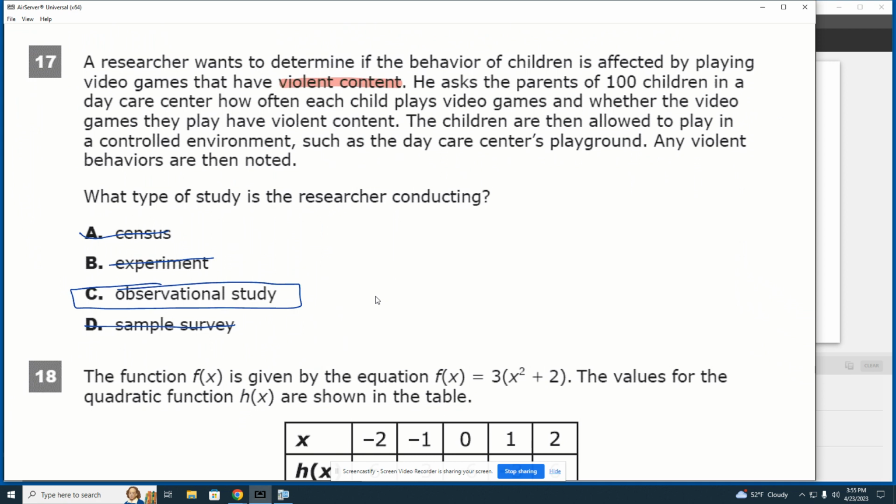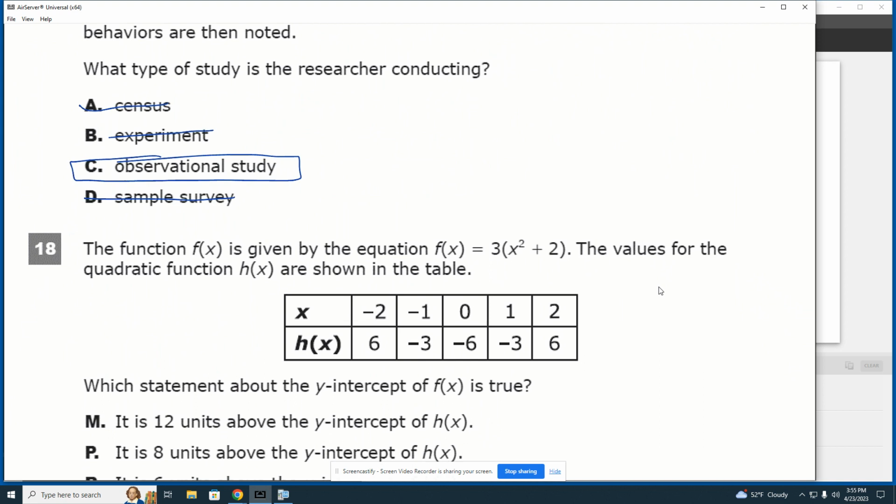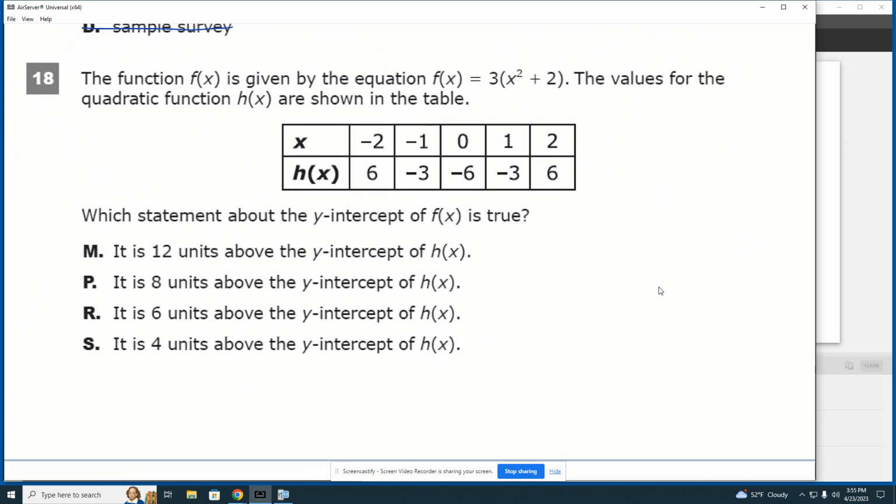Okay, parents will tell you whether or not they did or did not play. And then you can watch and see if those specific kids were violent in that controlled environment. But anyhow, definitely not an experiment because of what it is that you're testing. All right, let's move along. Number 18.